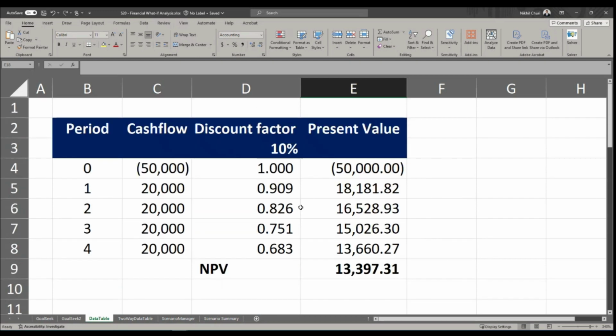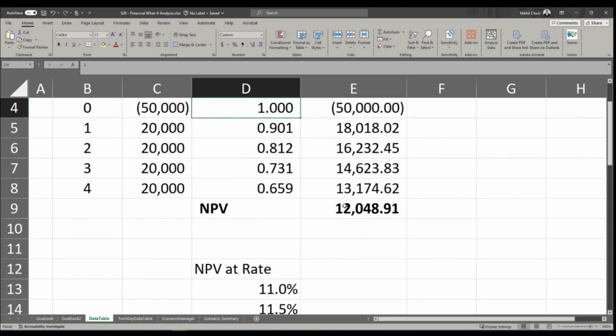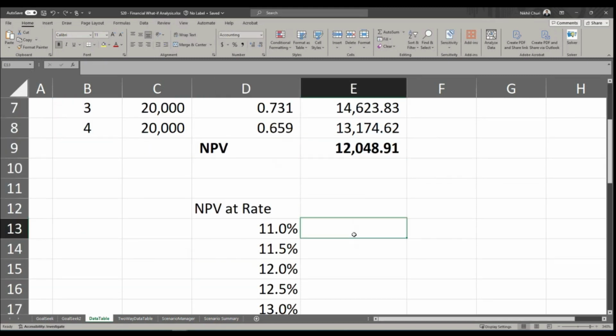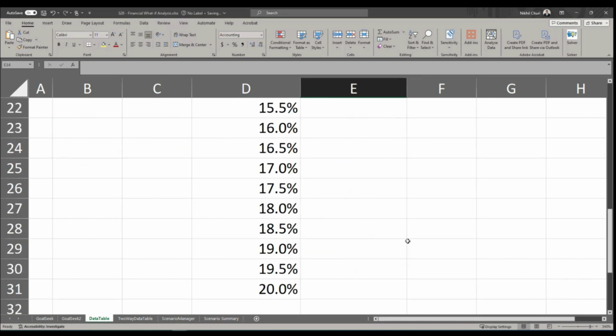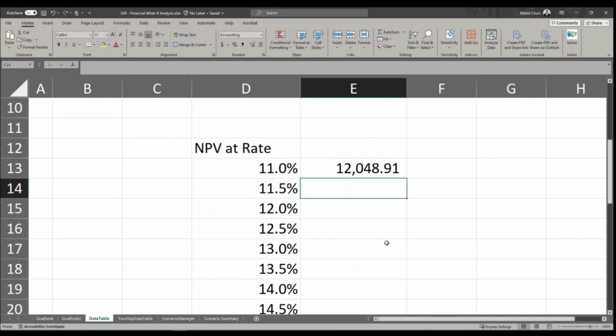One thing is you can run trial and error. For example, if I want 11%, I can put this number 11% and I'll get a number over here, and I can say this equals this, or I can copy and paste the number itself, and do the same thing for 11.5 and so on. But if I have hundreds of columns or cells like these, it will take me a long time.